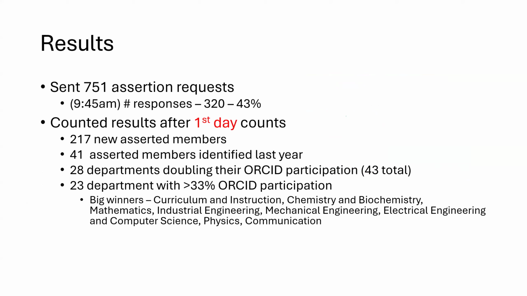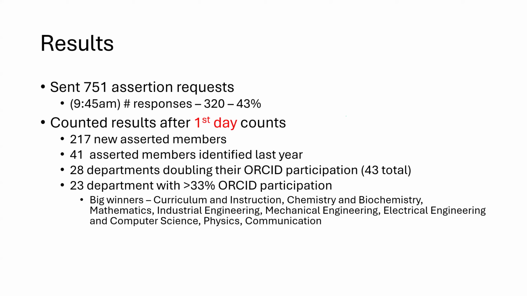As of 9:45 this morning, 320 out of 751 people responded yes. That's 43% of the people I sent the first email to who said, yes, I'm doing it, and did it, so that it shows in ORCID and in our affiliation manager. In that week and a half, I have 217 new people we didn't know were ORCID members, and 41 that were identified last year.